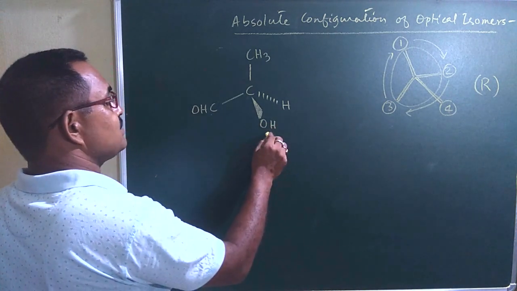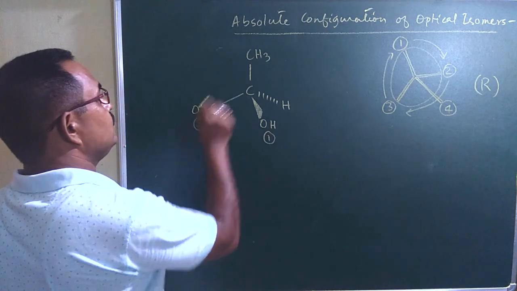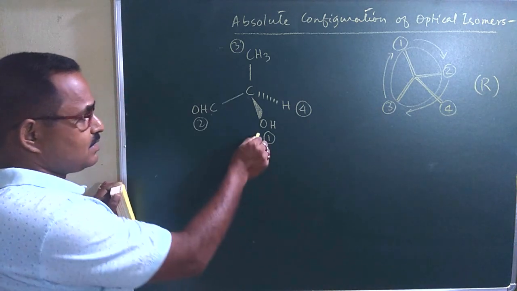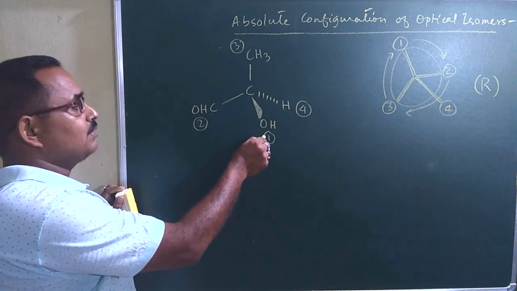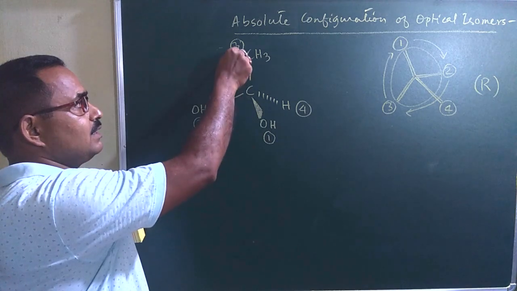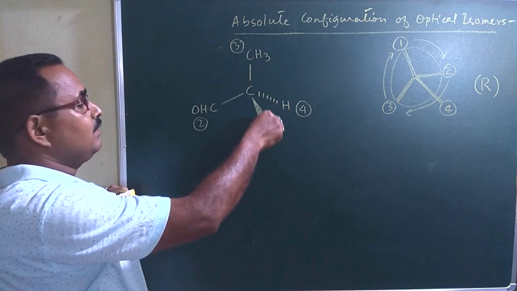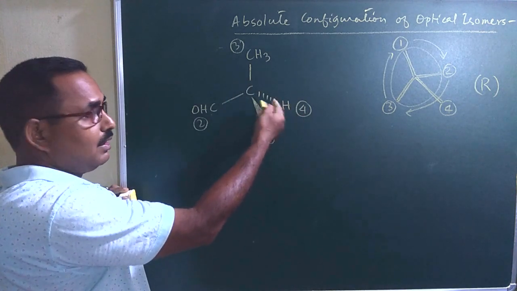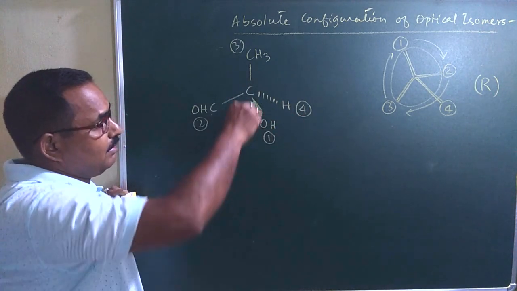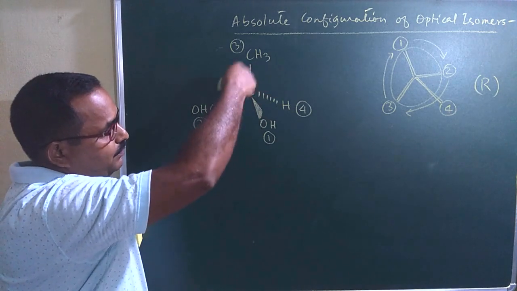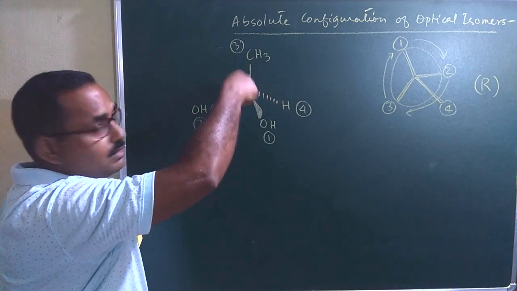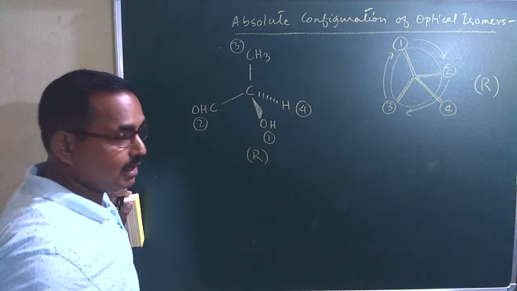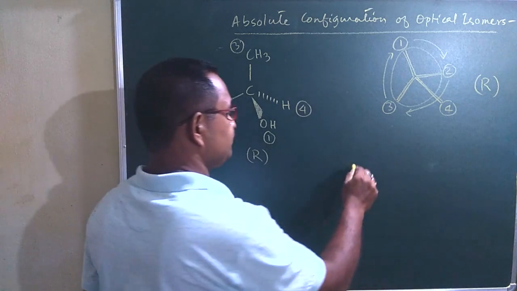So come to this 1, 2, 3, this is 4. Okay, starting from 1 you go to 2, then go to 3, again come to 1 by placing the 4th priority group at the opposite direction. What is the rotation? 1, then 2, then 3. The rotation is clockwise rotation, so this configuration is R.